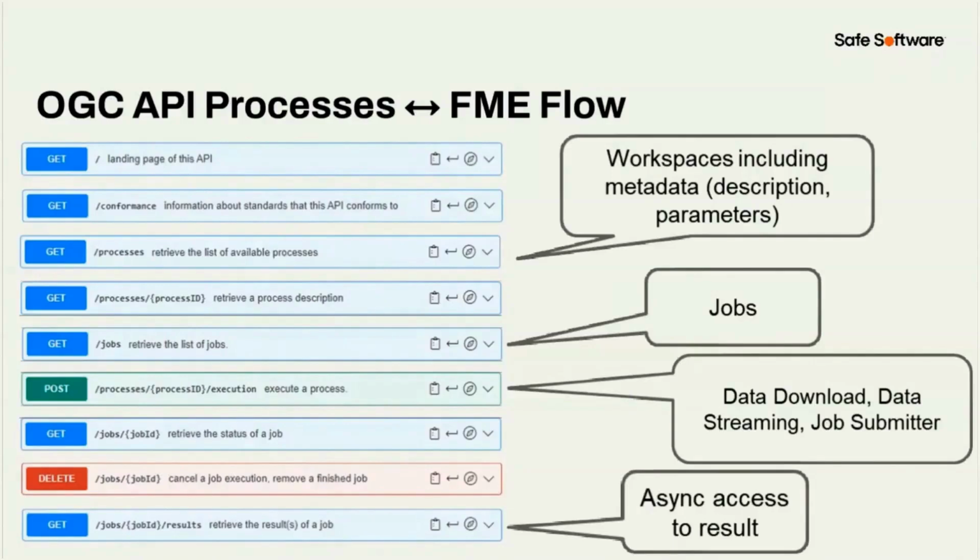And here it'll be a little bit different on the FME side. We have data download, data streaming, and job submitter services for various use cases, like getting a zip file back, streaming data directly, or simply executing jobs. And we also have endpoints to retrieve the status of a job, get the result again for asynchronous jobs, and so on. So as you can see on the slide, the main concepts are pretty much alike. So it kind of made sense to build an API interface for this in FME.